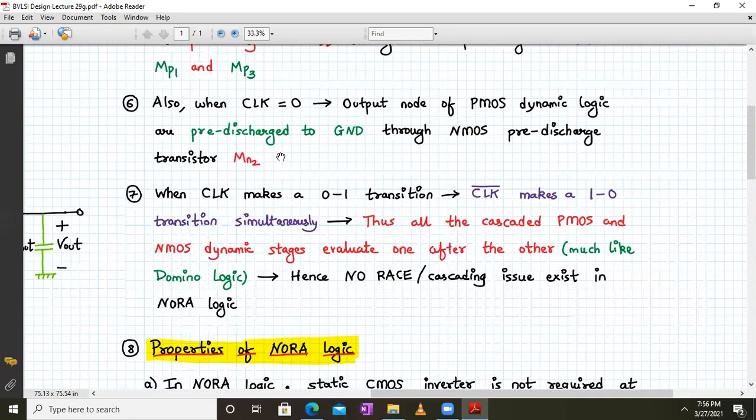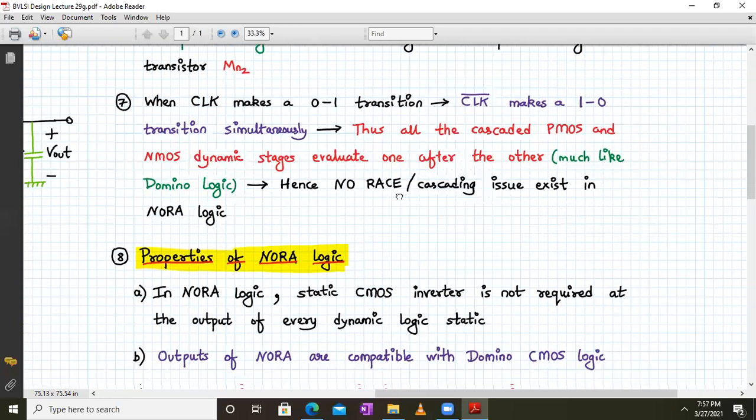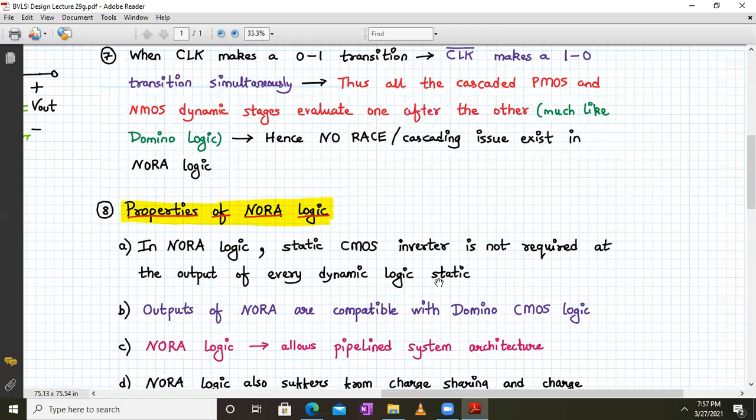In short, when the clock is 0, the output node of your PMOS dynamic logic is pre-discharged to the ground through the NMOS pre-discharge transistor. And whenever the clock makes a 0 to 1 transition, clock bar makes a 1 to 0 transition simultaneously. So all the cascaded PMOS and NMOS dynamic logic evaluate one after the other, much like the domino logic. Hence there is no race condition or the cascading issue in the NORA logic. So let's see some of the properties of this NORA logic.